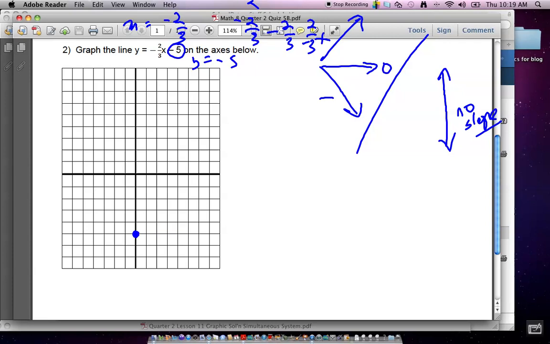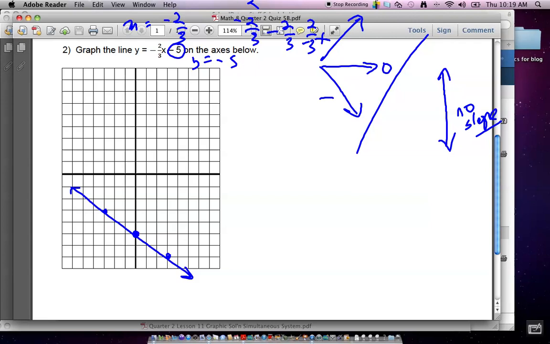Down 2 over 3. Now, I kind of run out of room here, so I'll go on the backside and just continue the line. Up 2 over 3. And now, I connect the dot. Okay? Any question on how to graph that?